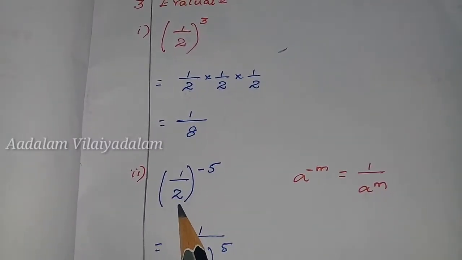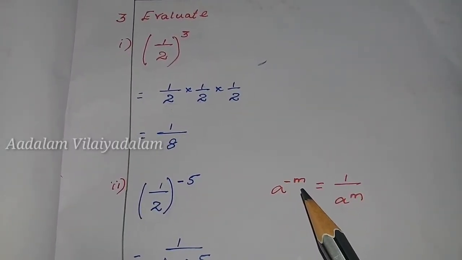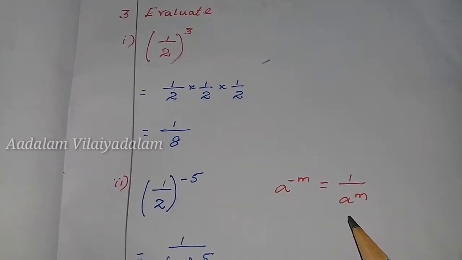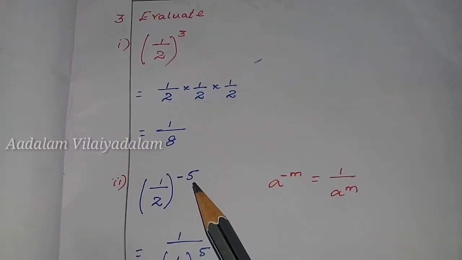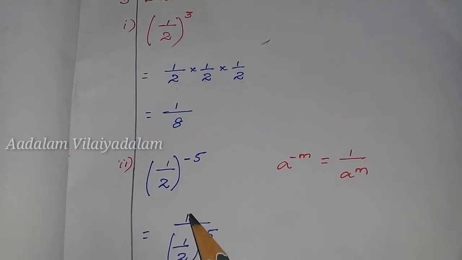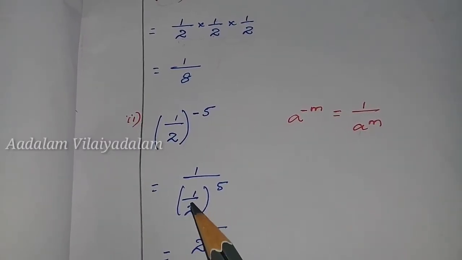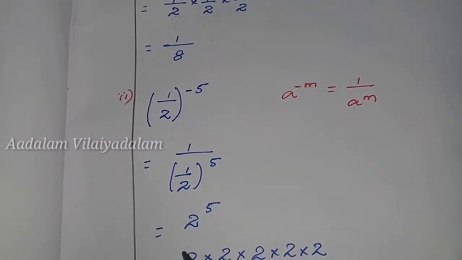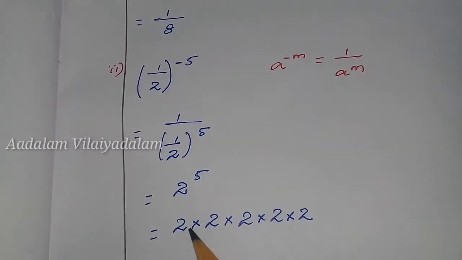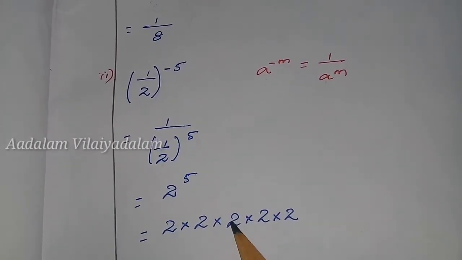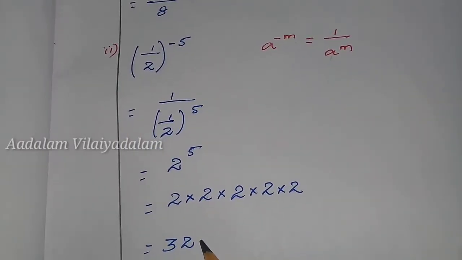Second one: 1 by 2 whole power minus 5. We know the formula a power minus m is equal to 1 divided by a power m. Here the a value is 1 by 2 and the m value is 5. We have to change to positive powers. So 1 divided by 1 by 2 whole power 5. Take the reciprocal of 1 by 2, so 2 by 1, that is 2. So 2 power 5: 2 into 2 is 4, 4 twos are 8, 8 twos are 16, 16 twos are 32. So 32 is the answer.